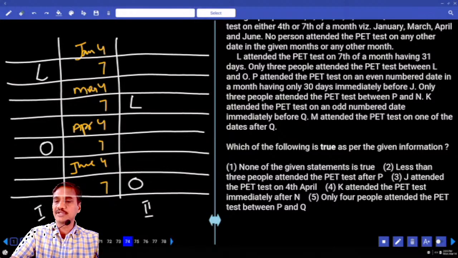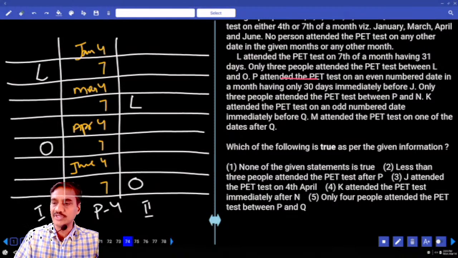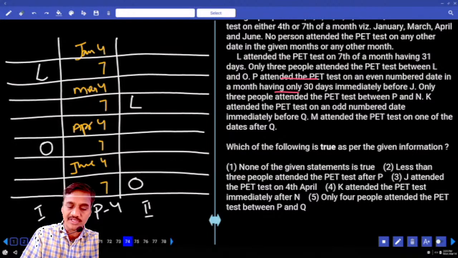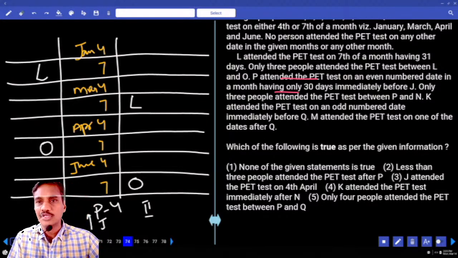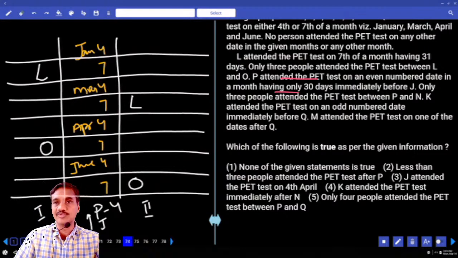And next one, P attended the PET test on an even number date. Even number date means P must be on 4th, isn't it? 4 and 7, between these 2, the even number date is 4. And having only 30 days, immediately before J. P and J must be together, P must be on 4th. If P is on 4th, J must be on 7th, because that is immediately before.